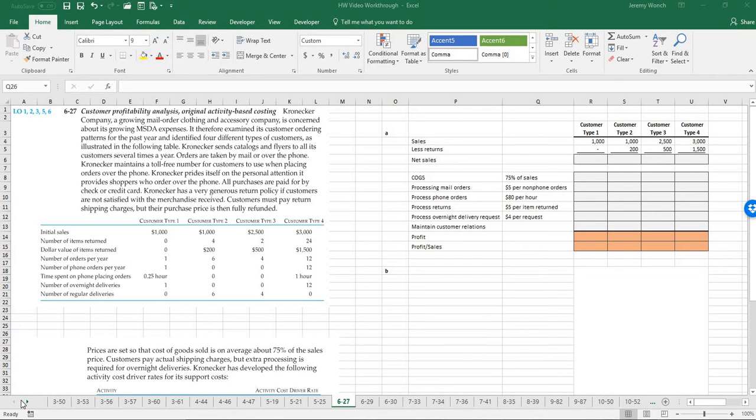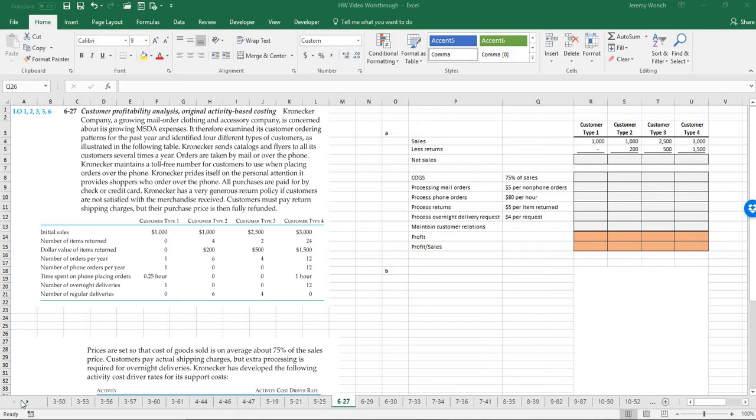Alright, so this is problem 6-27, and we're looking at customer profitability. The idea behind this problem is that not all customers are created equal. Different kinds of customers' behaviors will have them incur different costs. It's obviously important how much you're selling to a customer group, but it's also important to understand what kind of cost those customers are making you incur.